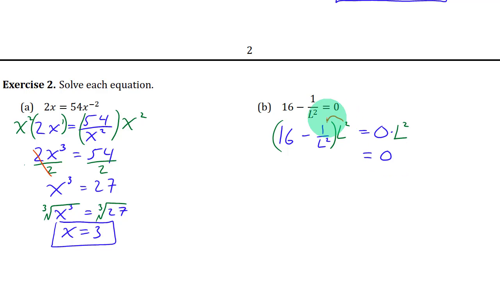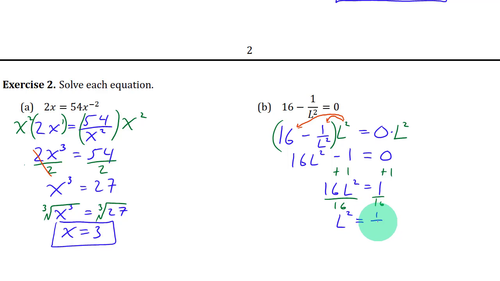Over here, we're going to have to distribute it. You're going to have 16 times L squared. And then L squared times 1 over L squared is just 1. That cancels out. Okay, so now I want to get the term with just L squared by itself. I'm going to add 1 to both sides. It's going to look like 16L squared is equal to 1. Let's divide both sides by 16. You get L squared is 1/16.